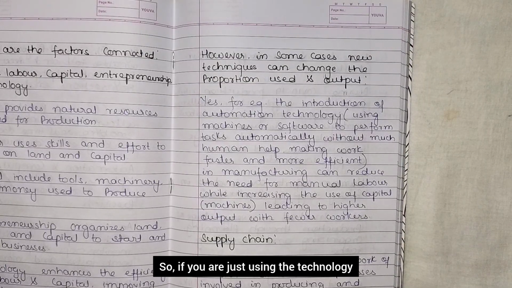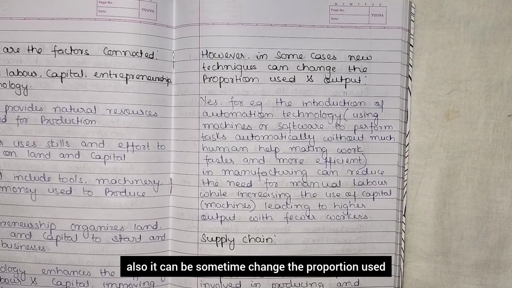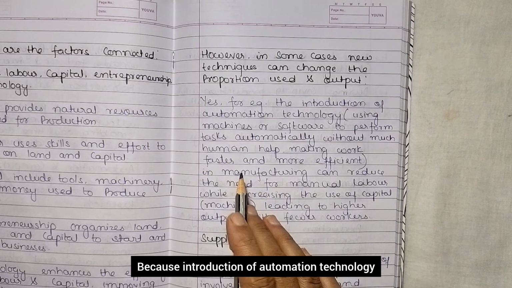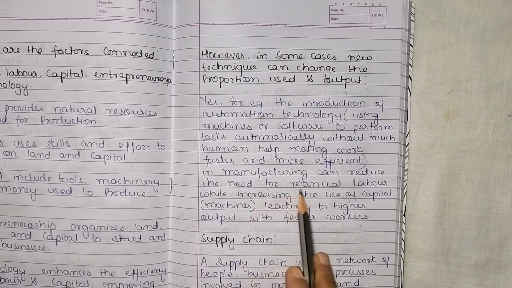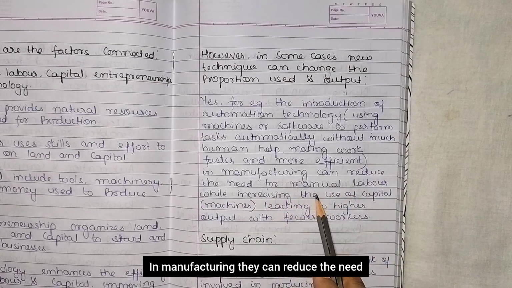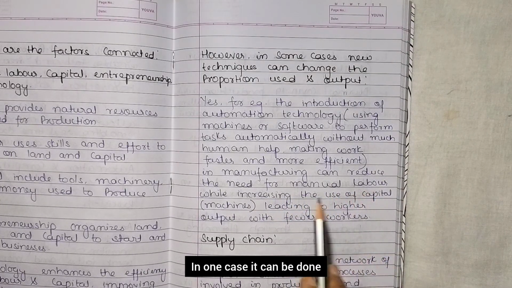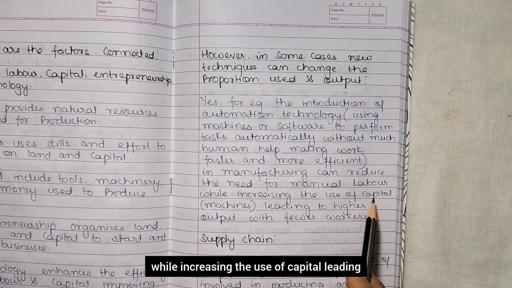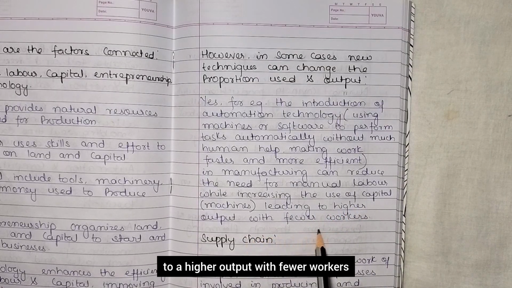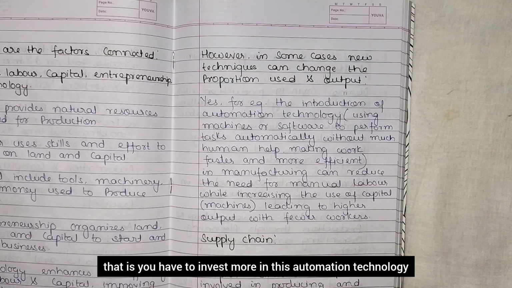So if you are just using the technology also, it can sometimes change the proportion used, because with the introduction of automation technology, what they will do in manufacturing, they can reduce the need for manual labor, right? In one case it can be done while increasing the use of capital, leading to a higher output with fewer workers. That is, you have to invest more in this automation technology.